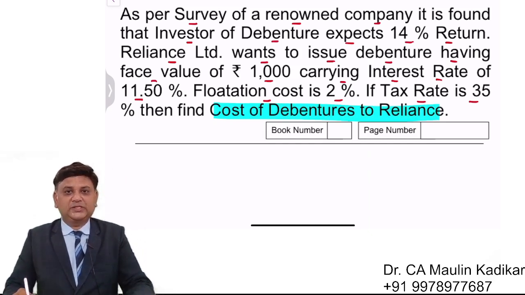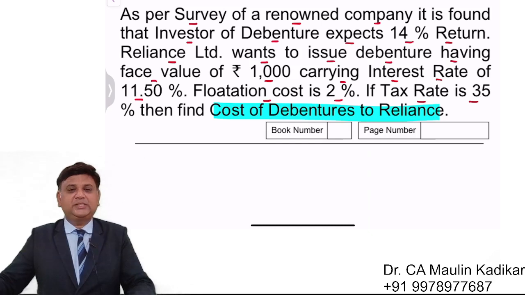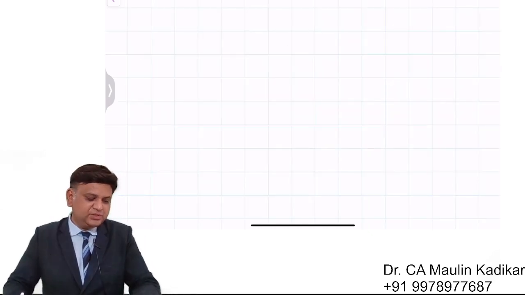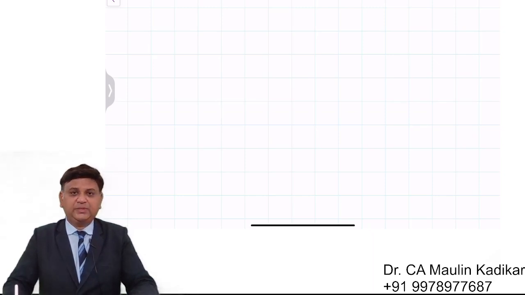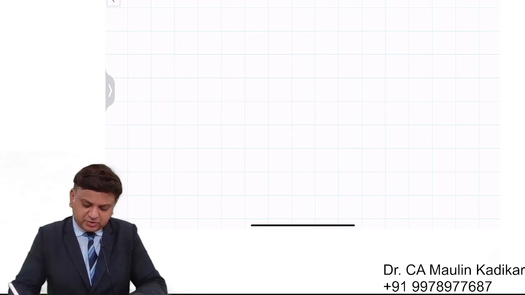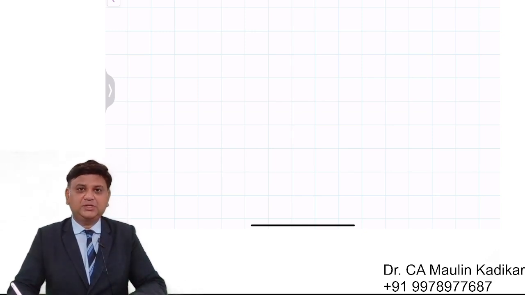I request you to answer the question on your own and put your answer in the chat box. Friends, in this question, there is no information about the redemption period of the security. So we assume that the security is issued for perpetuity, and with that the calculation is made.